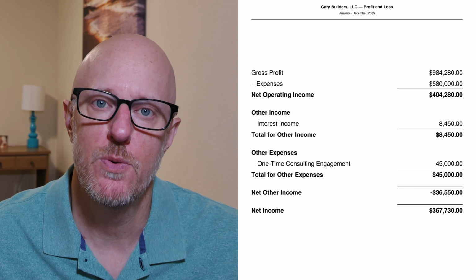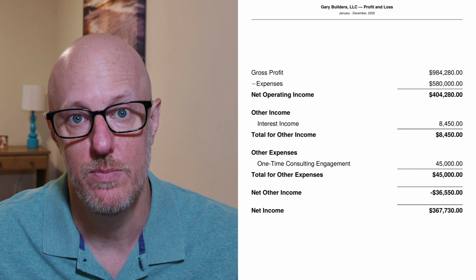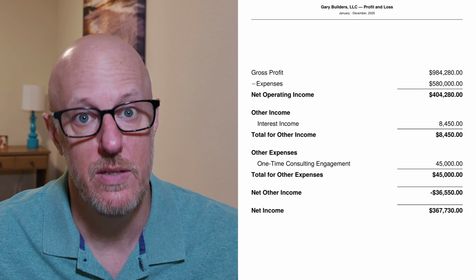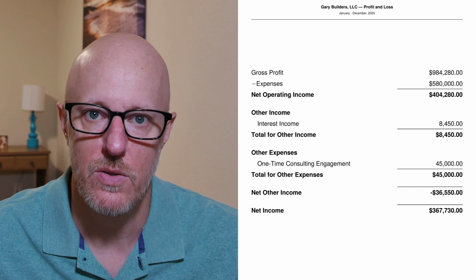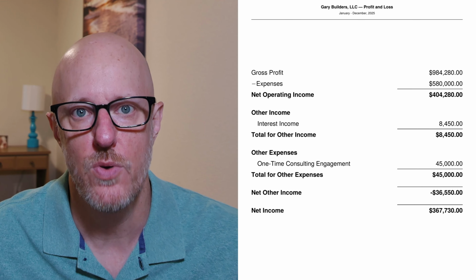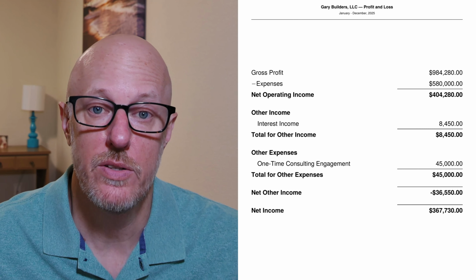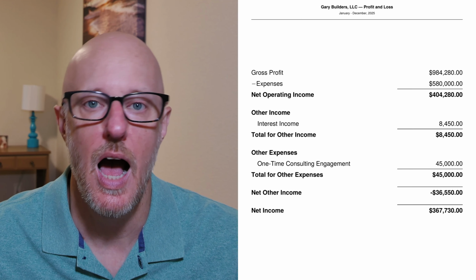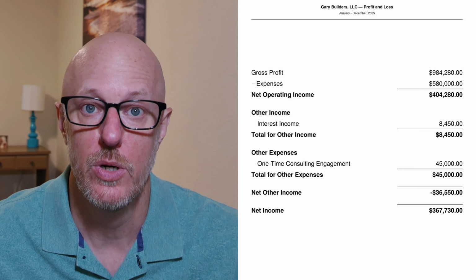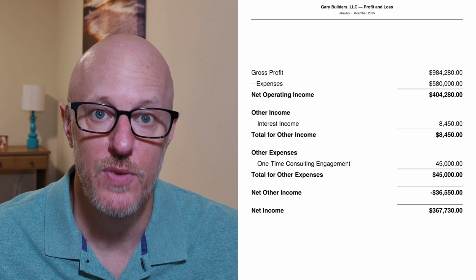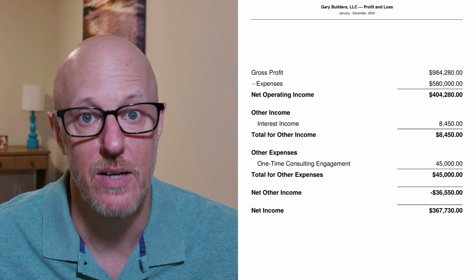Subtract expenses from gross profit and you land on a number labeled net operating income. $984,280 minus $580,000, which comes to $404,280. Notice this one isn't just called net income yet. It says net operating income specifically, and that word operating is doing real work. It means this number reflects how the actual business operated all year, the jobs and overhead, nothing else.